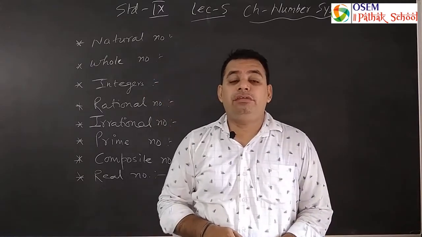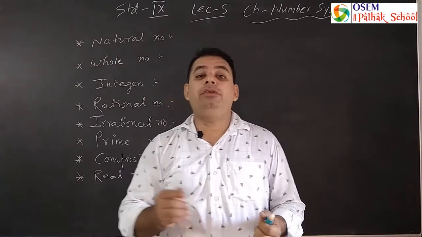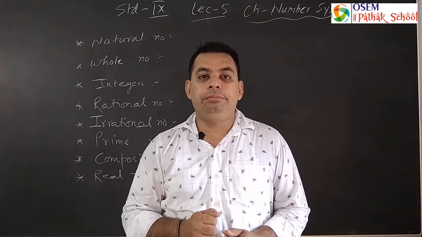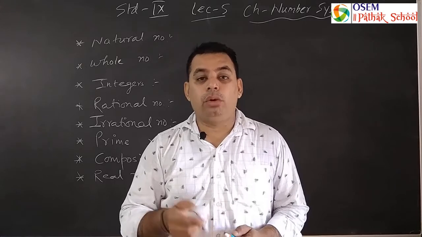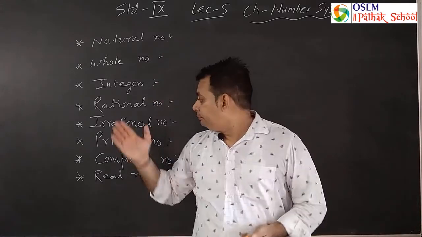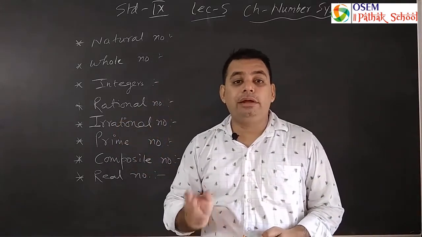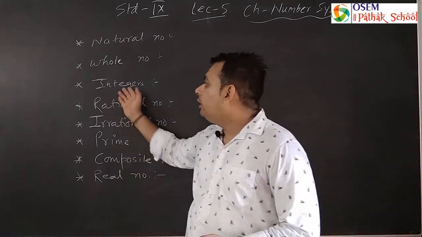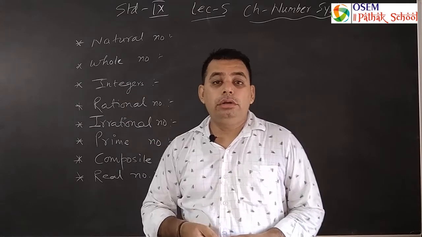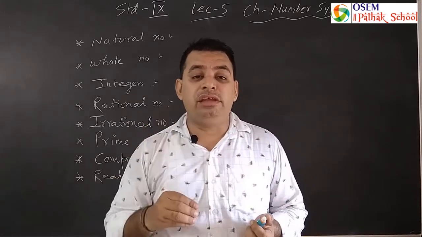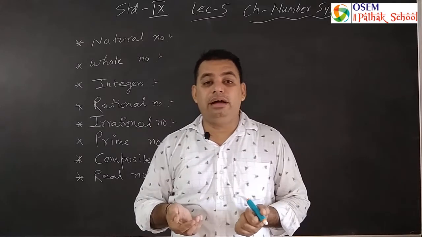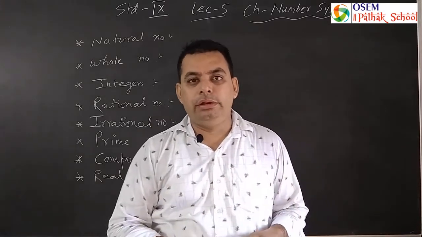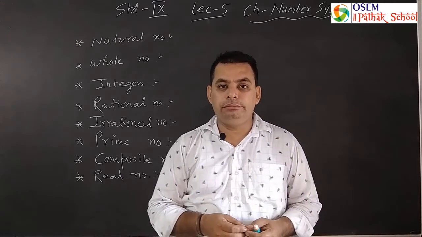So before starting number systems, what do you know about numbers? What are prime numbers? What are natural numbers? What are whole numbers? What are rational numbers? What are irrational numbers? What is a real number? Composite numbers? Integers? First we should have a concept of these things, then only can we get the answers. Okay? So I am asking you a question. Do you know what a natural number is?